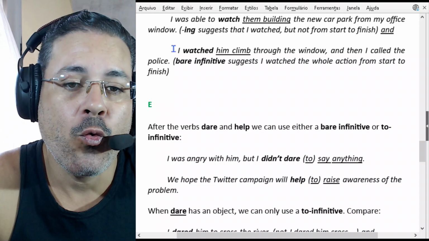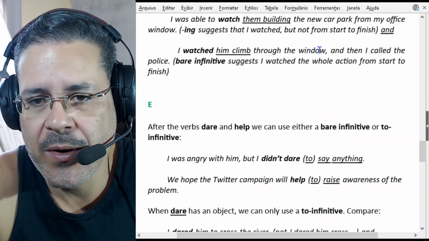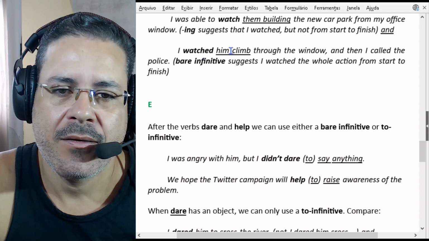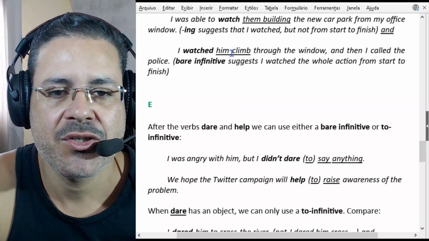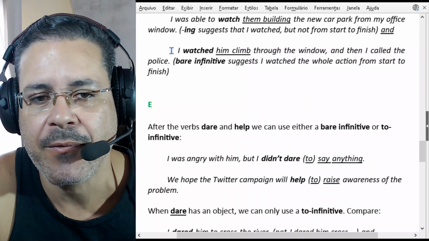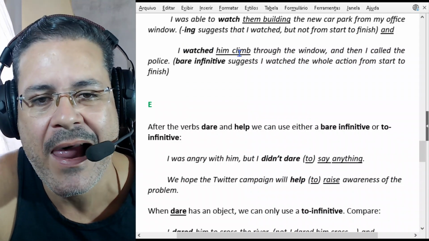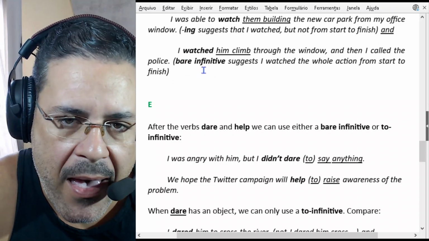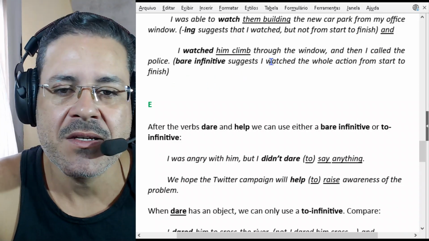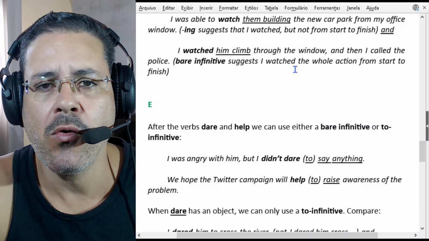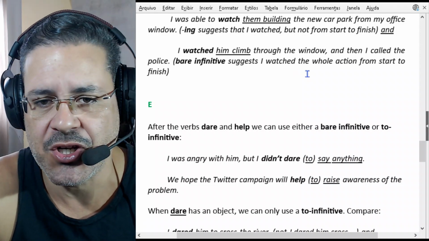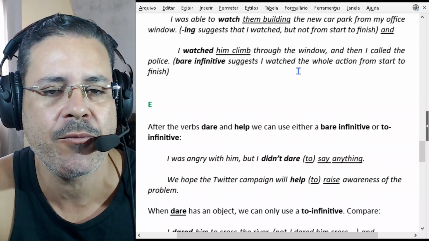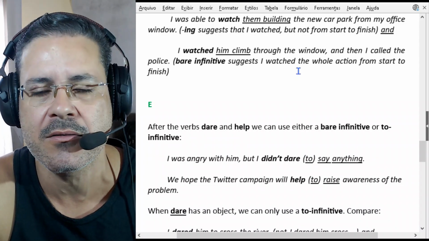Now, I watched him climb through the window and then I called the police. Climb, not to climb. Not I watched him to climb, but I watched him climb through the window and then I called the police. The bare infinitive, in that case, suggests that I watched the whole action from start to finish.